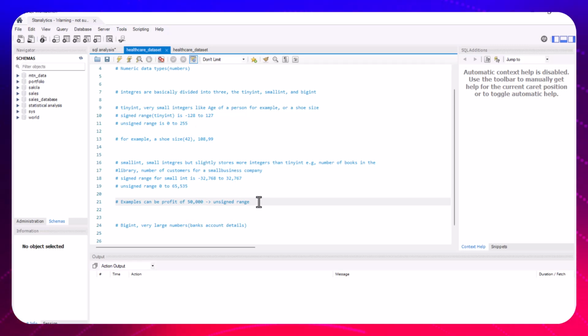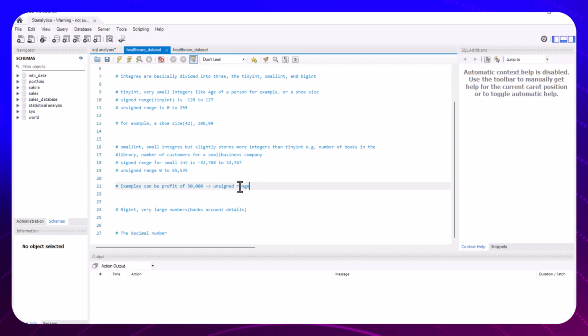And let's be realistic, we all know that anything that has to do with finance, profit or loss, can have a positive and negative value. So for anything that has to do with business, this is the range you are going to be using. This signed range is the range you are going to be using.